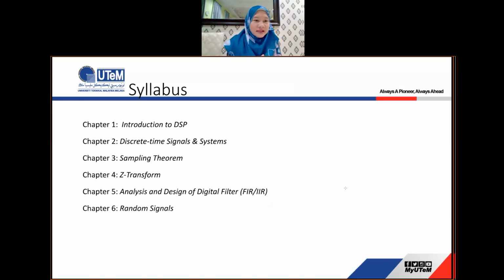So this is the syllabus. First chapter is introduction to DSP, and then second chapter is discrete time signal system, followed by the sampling theorem and frequency domain, and then Z transform, analysis and design of digital filter, and finally the random signal.